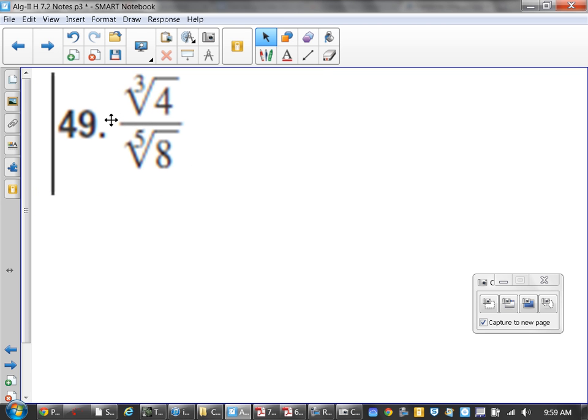Same basic principle. I have a 4 and I have an 8. Does everybody agree that I can rewrite both of those as base 2? Yes. Okay. So if I rewrite both of those as base 2, the numerator, if it's the cube root of 2 squared, how could you write that exponent-wise? 2 to the 2/3. Good. So everybody is okay that that's 2 to the 2/3, right? Yeah. In the denominator, what would that be? 2 to the 3/5. Very good. The denominator is 2 to the 3/5.